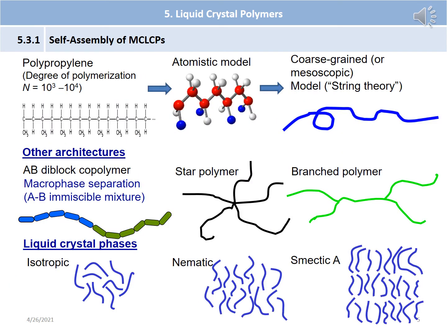The mesophases for liquid crystal polymers are similar to the liquid crystalline phases exhibited by the thermotropic non-polymer liquid crystals. Let's see first from the atomic level for polypropylene with degree of polymerization up to 10 to the power of 4. We view this polymer as the atomistic model. We can simplify the shape of the polypropylene as a string. Other than string, we can simplify other polymers' shapes to a diblock copolymer, where two blocks, the blue and the green blocks, within the same polymer cause macrophase separation, a star polymer, and a branched polymer. The bottom of the slide illustrates how the strings assemble in different phases such as isotropic, nematic, and smectic.